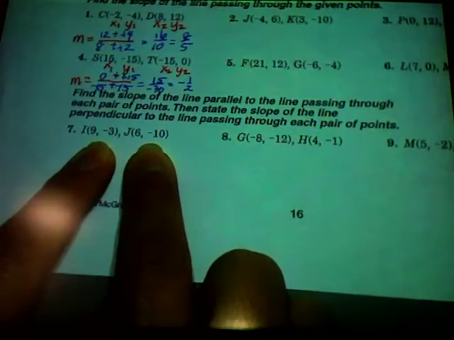And the slope of the line that's parallel, is that any different than what we just did? No. Here's what I'm going to show you: how to write the equation of a line. So you ready? We're going to write the equation of a line that's parallel and one that's perpendicular. So we'll do number 7.